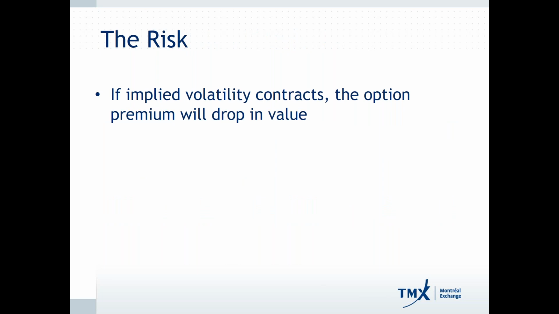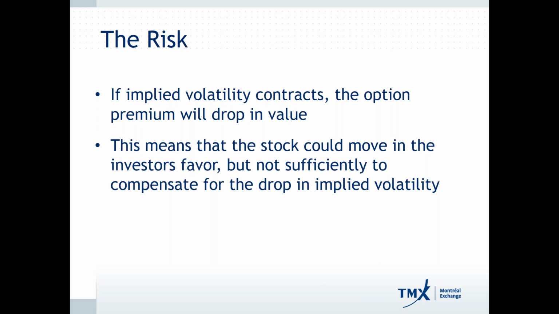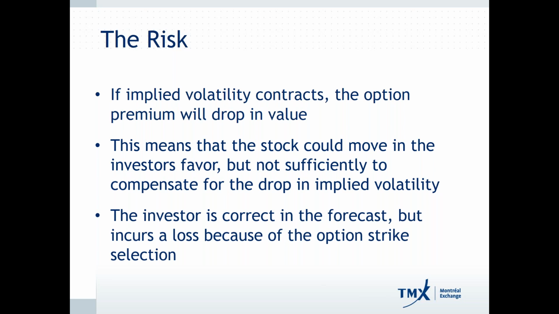So what are some of the risks? If implied volatility contracts, the option premium will drop in value, and therefore the stock could move in the investor's favor, but not significantly enough to compensate for the drop in the implied. So that was the example I gave you earlier, showing that the return on the one was not enough to compensate for the other, and that's just a very important thing to always take into consideration. So what I would say here is the investor could be correct in their forecast, but incur a loss because the option strike price selection as well as the volatility considerations weren't in their favor.